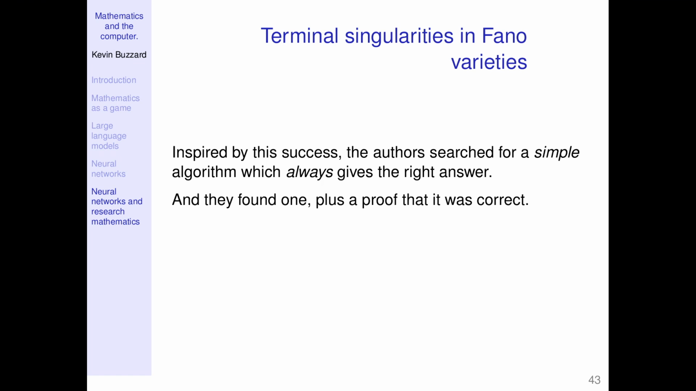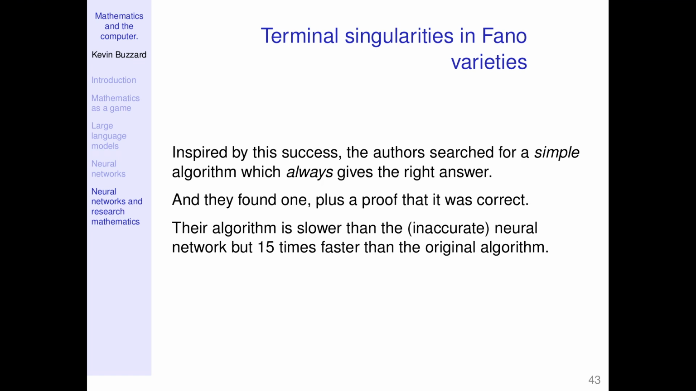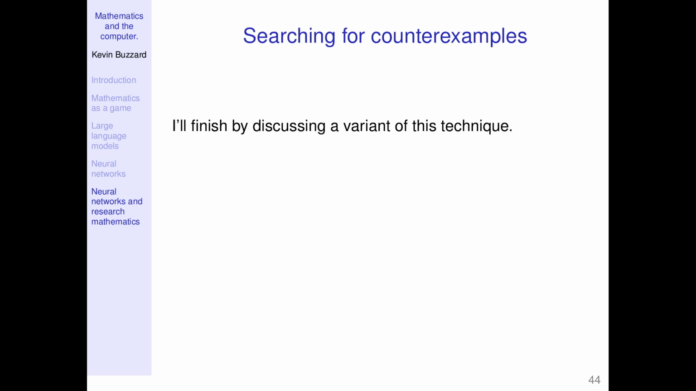So that's sort of funny, right? This is mathematics happening, somehow inspired by computers. The new algorithm they have is slower than the neural network, which is super fast but only 95% accurate, but it's much faster than the original algorithm they had. So if they'd done this 10 years ago, they would have saved 28 CPU years, which probably cost them a lot of money. But now in the future they can save money.